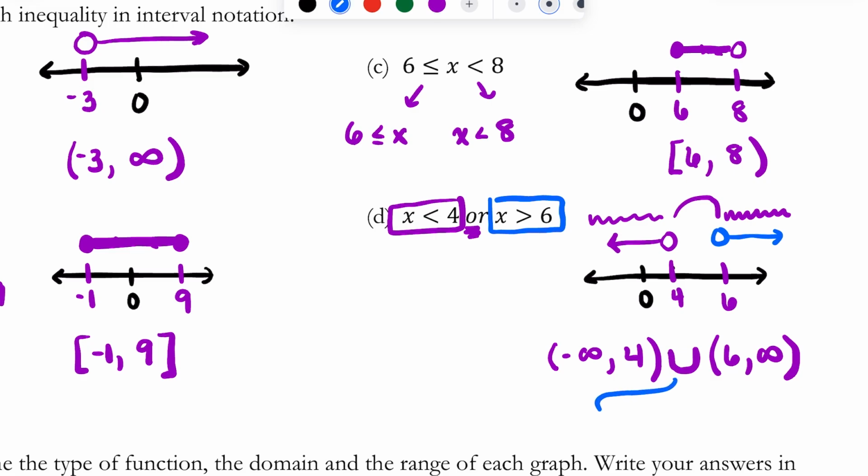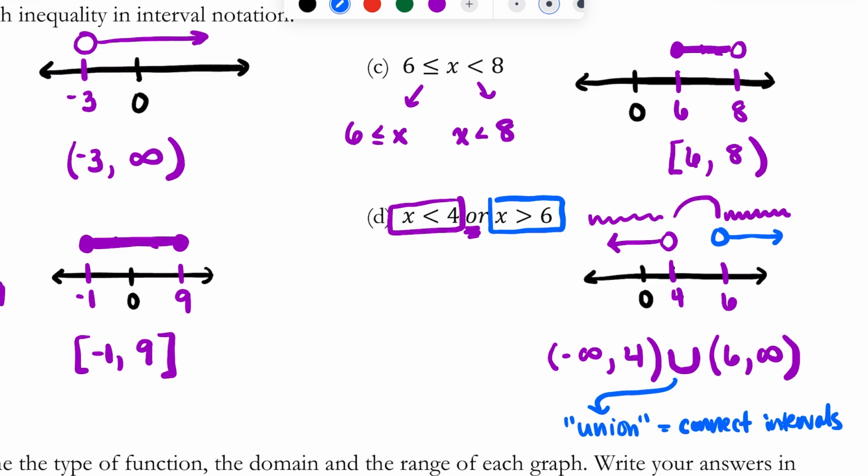That sign right there stands for union, and we use that to connect intervals. So anytime you see that word or, that's going to happen there.